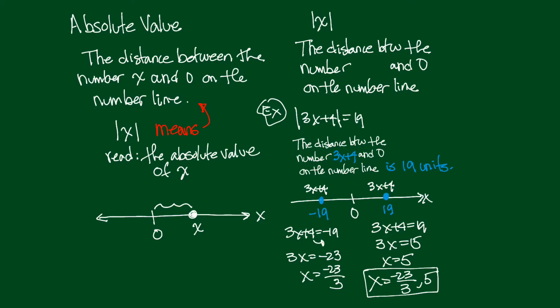I'm able to do this because it all comes back to this. When I see absolute value, I think: the distance between the number, whatever I see in here, and 0 on the number line, in this case, is 19 units. So I write that. Then I draw a picture, and from the picture pops out my two equations. And I'm able to solve those.